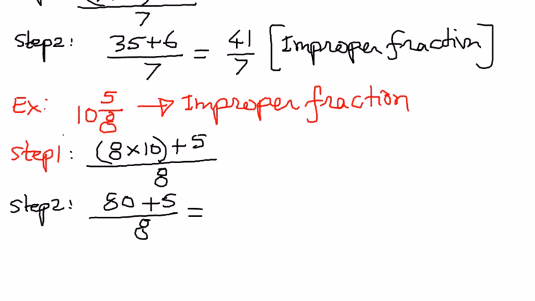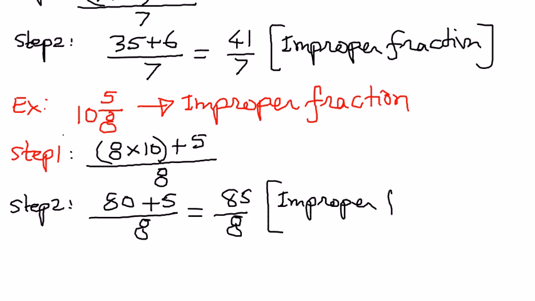80 plus 5 is 85 divided by 8. 85 divided by 8 is in its improper fraction format. This is improper fraction format because the numerator is larger than the denominator. The numerator value is larger than the denominator value, and therefore it is an improper fraction. Therefore, a mixed number can always be expressed as an improper fraction format of this kind.